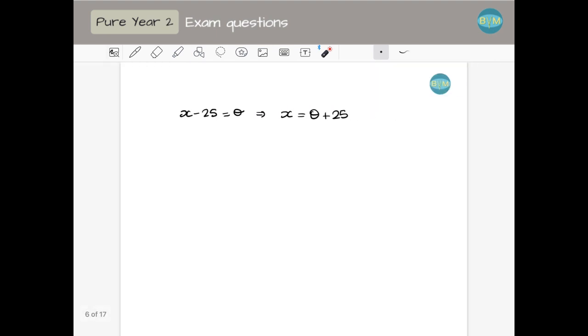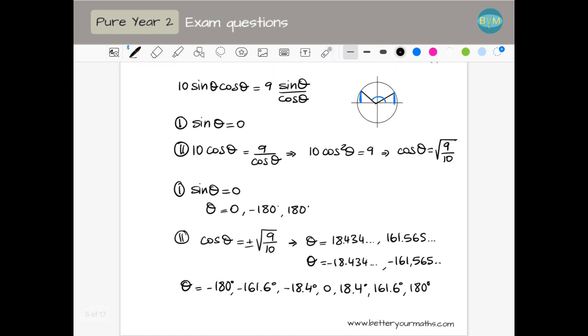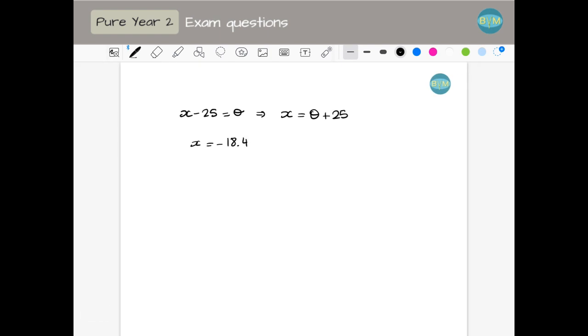So the smallest solution is going to be minus 18.4 plus 25, which is 6.6 degrees. 6.6 degrees, that's the smallest. And that's all with this question, really.